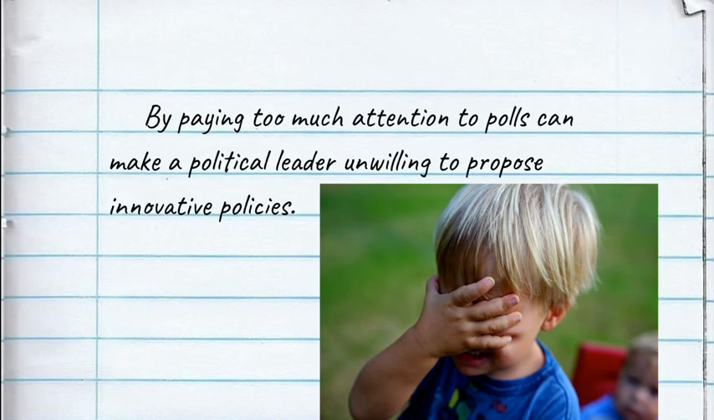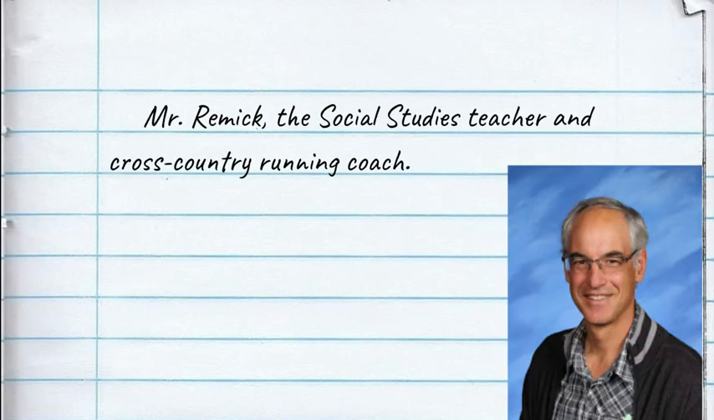Let's take a look at some fragments and decide what it would take to make them complete sentences. Mr. Remick, the social studies teacher and cross-country running coach. It's pretty clear who we're talking about, but there's nothing happening in this sentence. Really, you may have said everything you wanted to say here. Let's add a be verb. Mr. Remick is the social studies teacher and cross-country running coach. If all you're trying to do is describe someone or something, don't forget those be verbs.